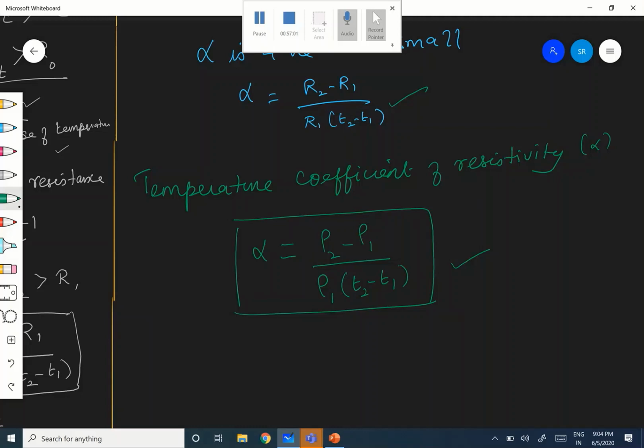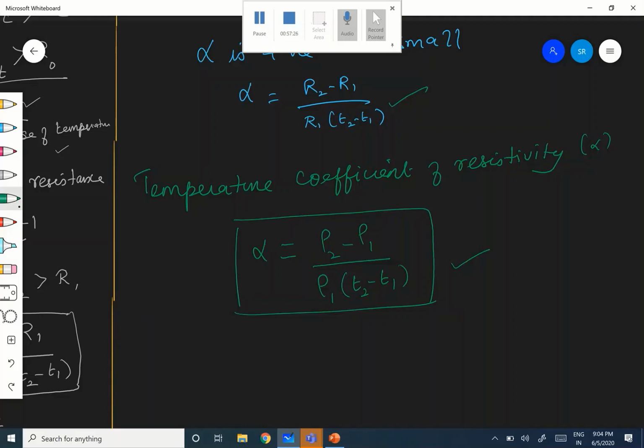Okay, therefore alpha is negative. And for alloys, as usual, it is very small. Your resistivity won't change that much with the change of temperature, but it is positive. It is positive but very small. Hope you are following. Resistivity will not change appreciably with temperature in the case of alloys.